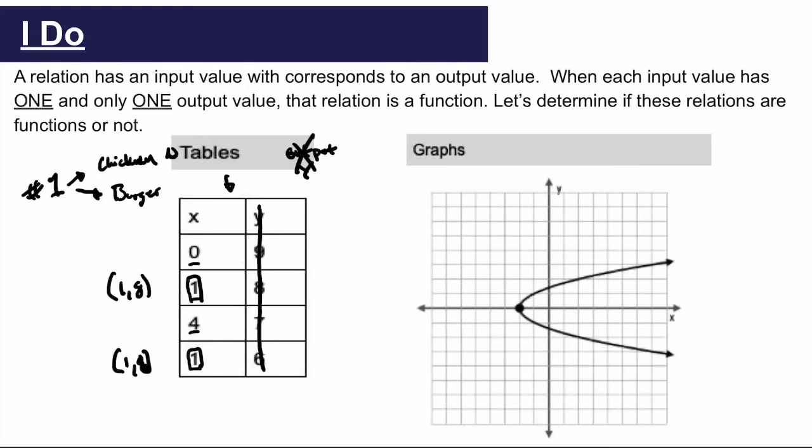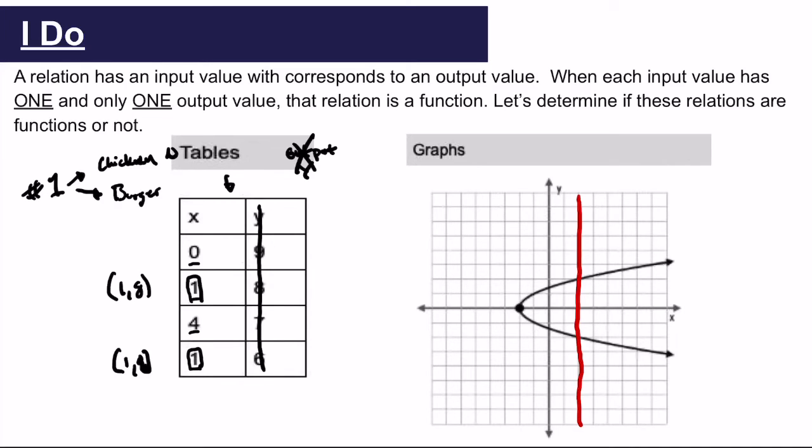So how about a graph? For a graph, we have a very specific test that we run. It's called the vertical line test. And we know vertical lines because we've dealt with graphs before. A vertical line is just a straight up and down line. So think of a vertical jumping up and down. Well, when you do that vertical line test, all you have to do is now look at the graph.